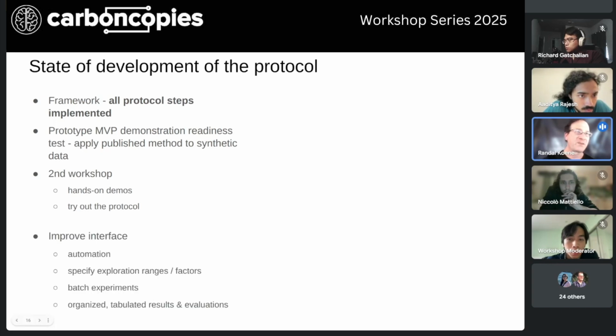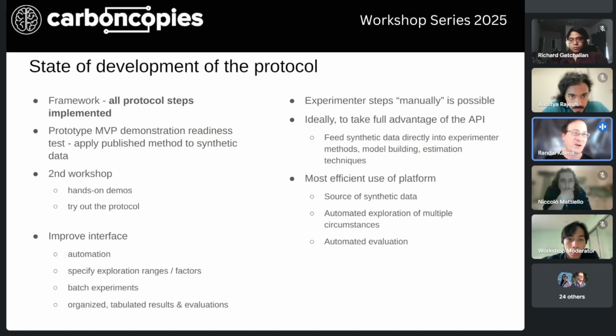An important aspect of the development between now and then will be to improve the interface by adding sufficient automation, so that an experimenter can specify exploration ranges rather than having to tinker directly with the configuration. We want an experimenter to be able to set up a batch of experiments and then receive detailed results organized by experiment with comparative evaluations tabulated. If the experimenter needs to work manually with the data to produce a result, perhaps because they rely on a batch of separate scripts or something like that, then that step of the protocol takes place manually.